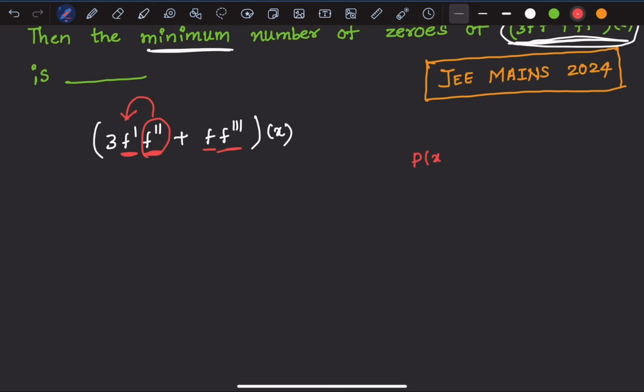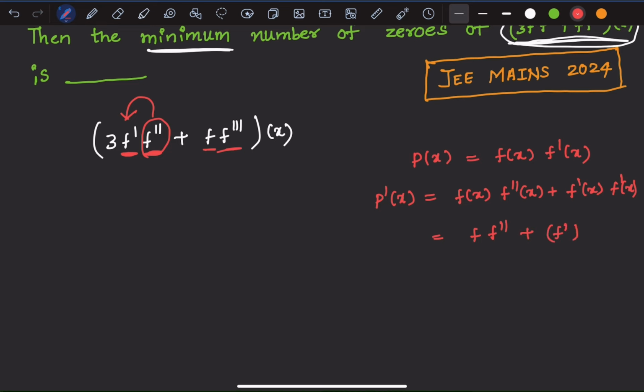Let us consider p of x is equal to f of x multiplied by f dash of x. Now if you take the derivative of it, p dash of x is equal to f of x multiplied by f double dash of x plus f dash of x multiplied by f dash of x. So this is simply f f double dash plus f dash whole square.